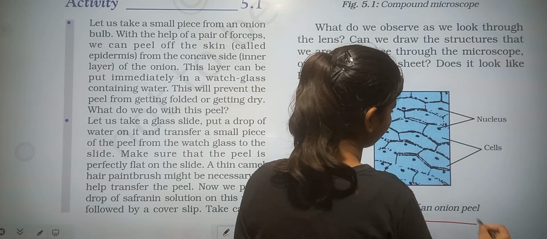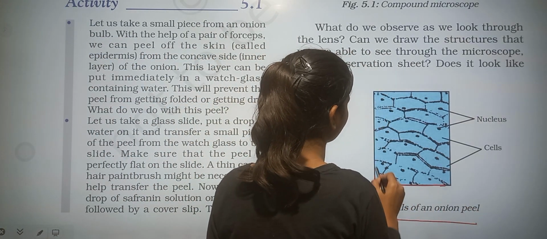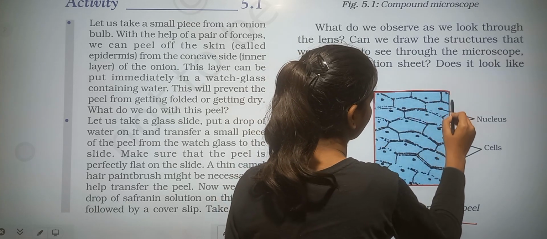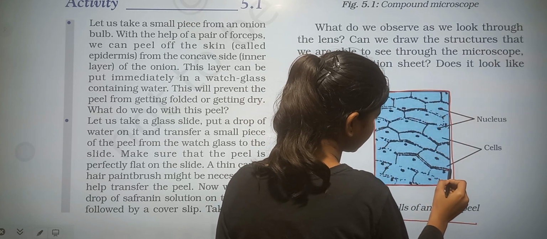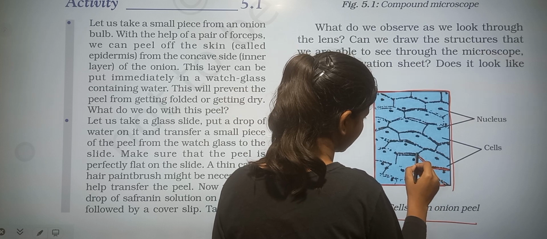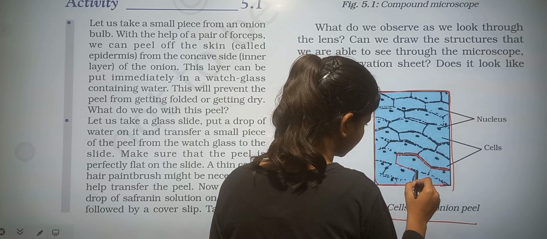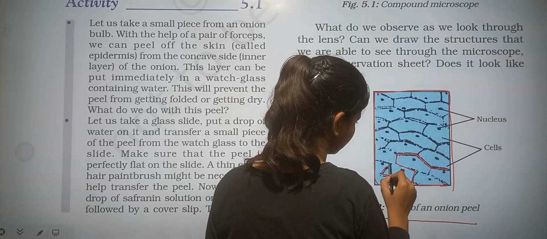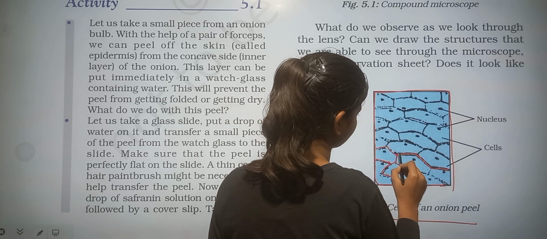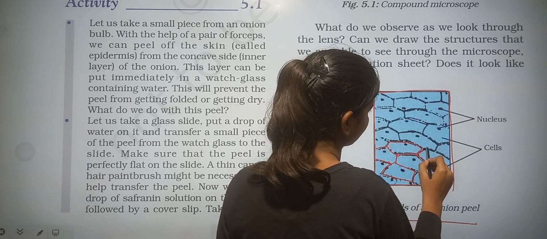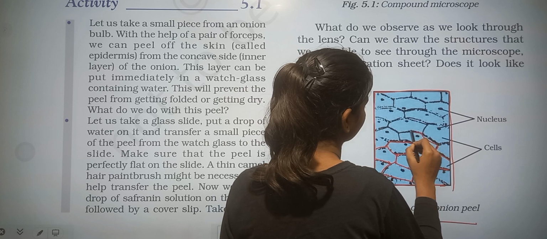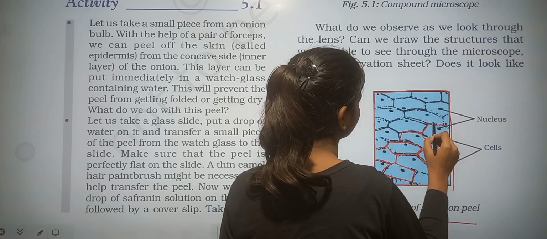This one is a cell of an onion peel. Here you can see that honeycomb-like structure. You can see honeycomb-like structure in this figure.